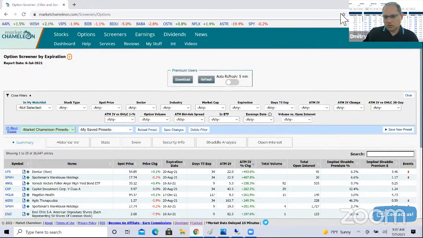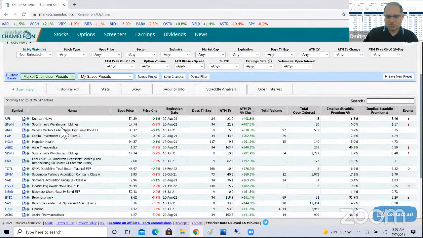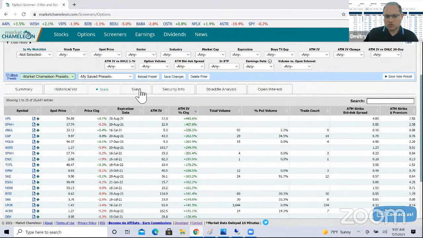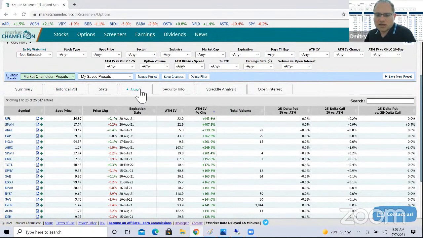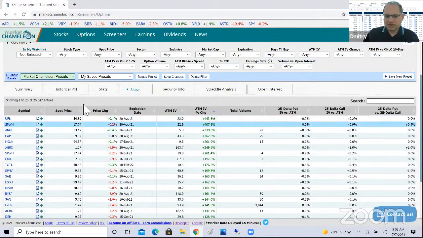Okay. I'm going to go here under screeners, and we have options by expiration. And over here, we got a few filters up top. We got a data table here below, and we got these different tabs. So I'm going to go to the skew tab here. And I already have a preset that I saved for myself to look for a skew to the upside. And basically, I'm going to come down.